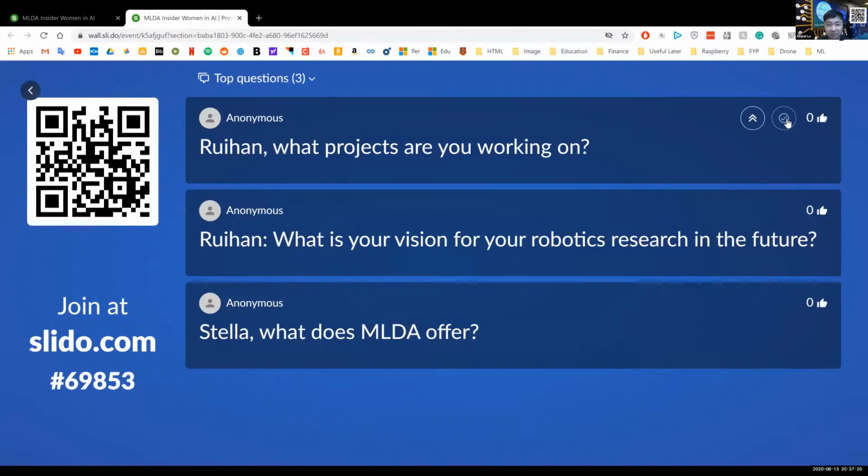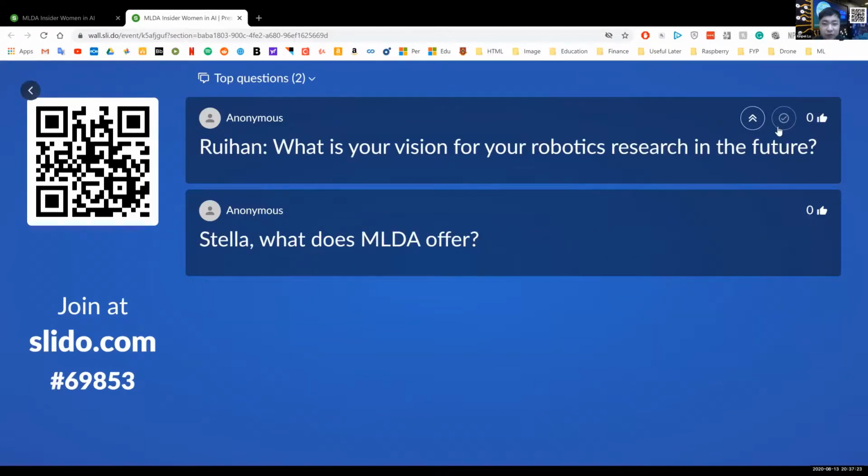Okay. Another question is also for Ruihan. What's your vision for robotic research in the future? My vision is to design bio-inspired robots that can collaborate with humans shoulder to shoulder. Basically, you can see that robots are moving out from fixed stations in industries and into homes, schools, and a lot of locations where people interact closely with them. So we want them to have safety and flexibility to interact with people and do delicate, dangerous, and whatever tasks that humans don't want to do.